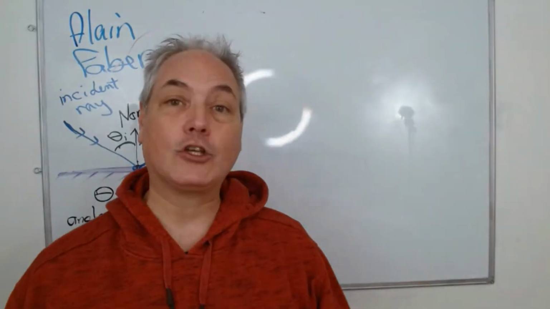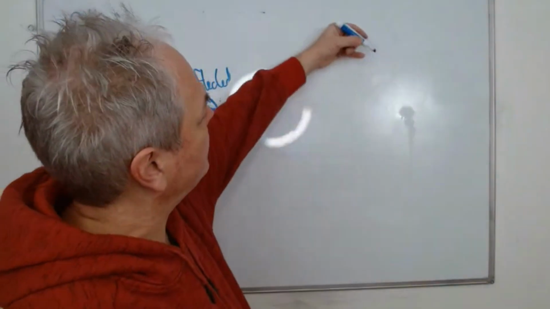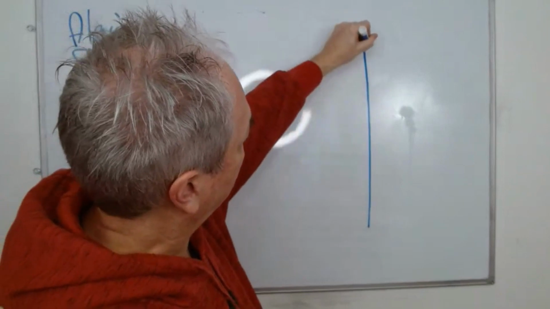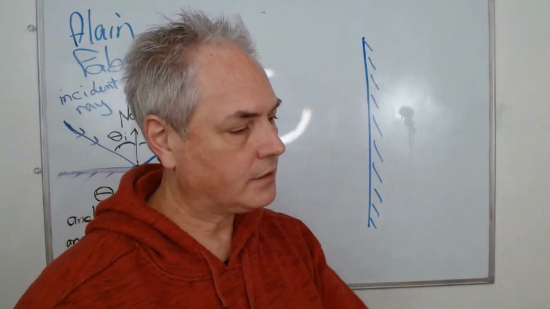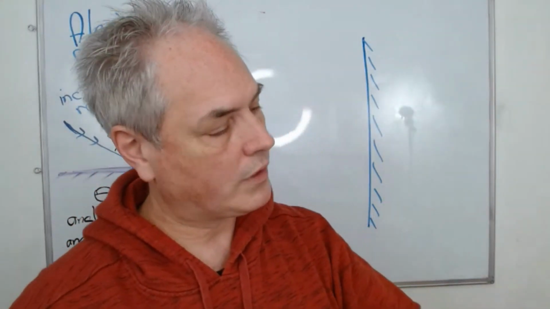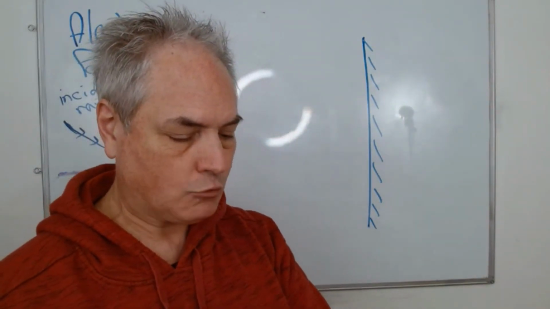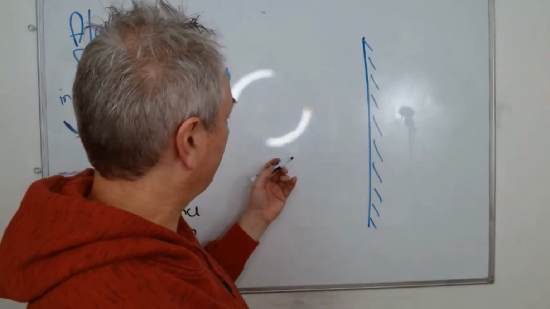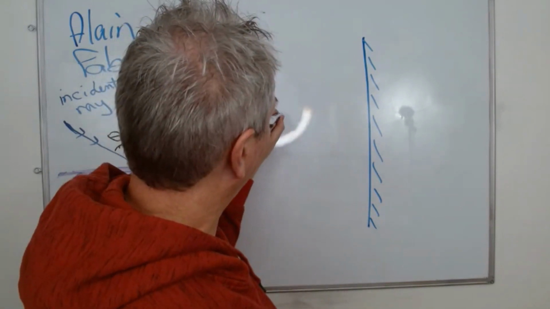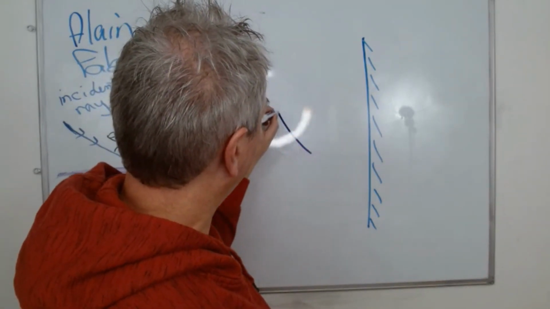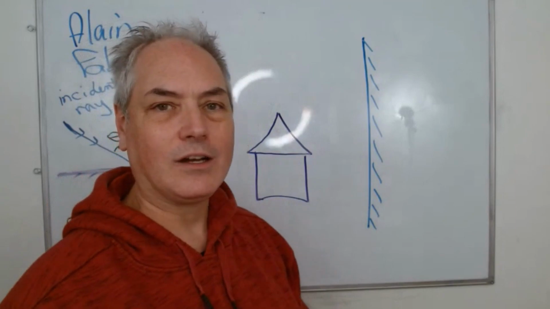So let's see if we can look at another example with a plane mirror. So here I'm going to trace my plane mirror like this. Perfect. So I'm going to give an example of, let's see, an object that is at an angle. What can it be? Let's see. We have a house like this.